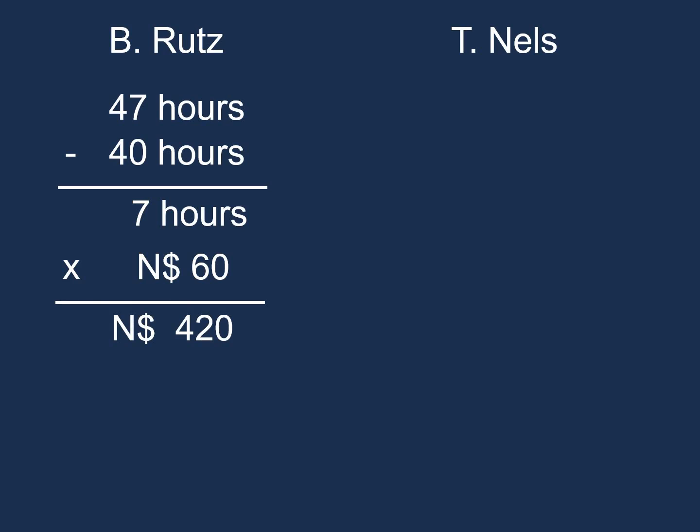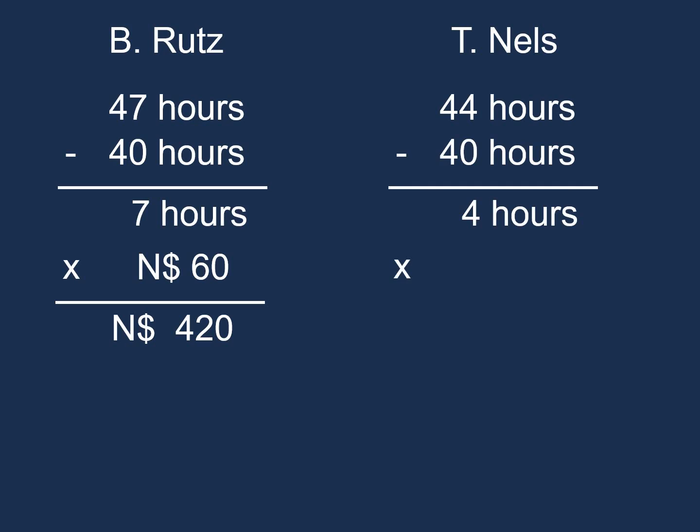Let's move on to T Nels. T Nels worked 44 hours, and if we subtract the normal time hours, we will get 4 hours. The normal time rate is $35 per hour. If we multiply that with 2, we will get $70 per hour. And if we multiply 70 by 4 hours, we will get $280. Let's go ahead and enter that in our wages journal.